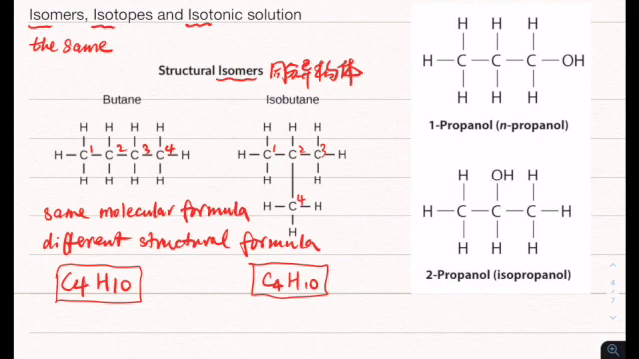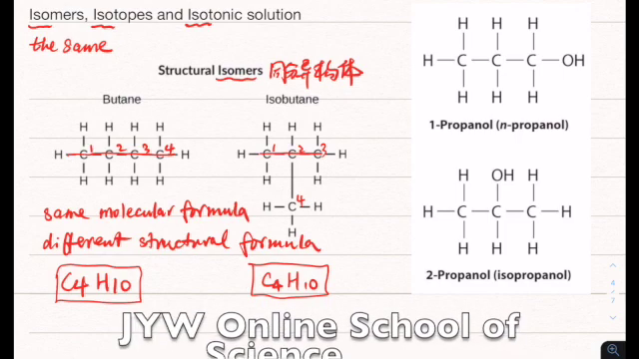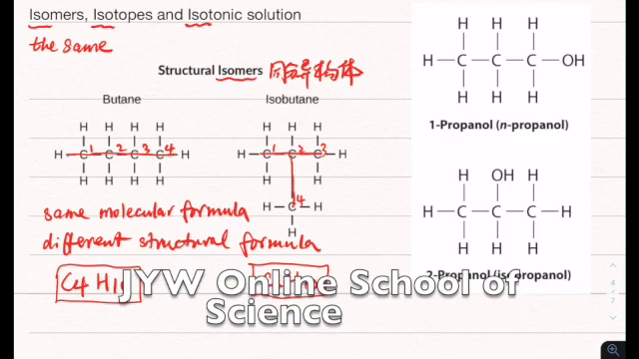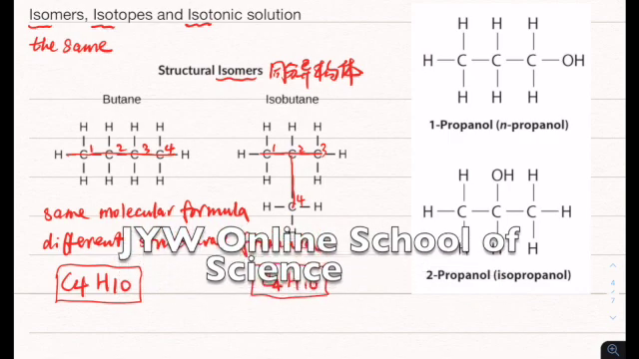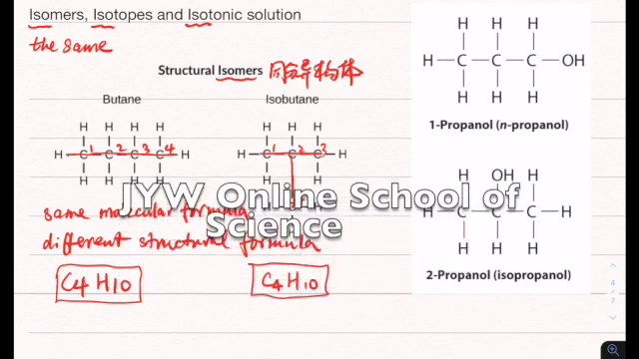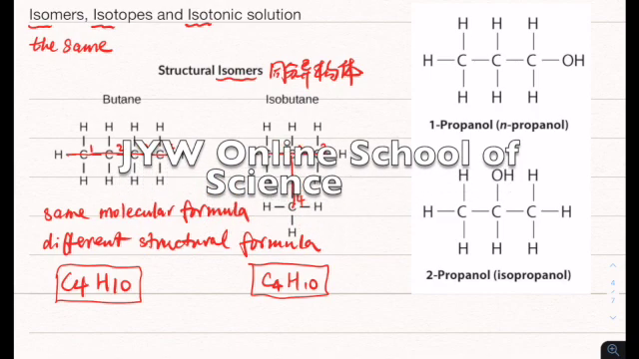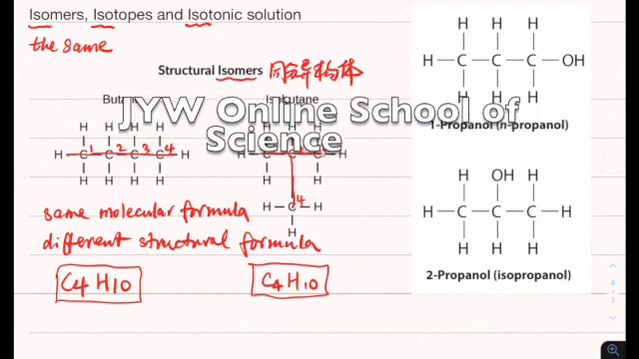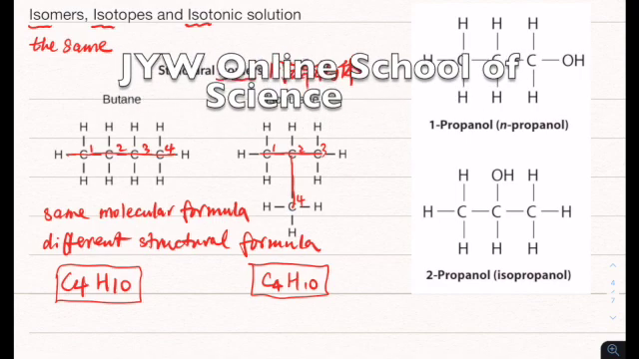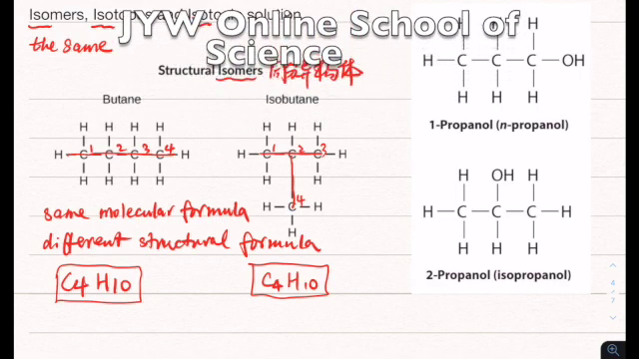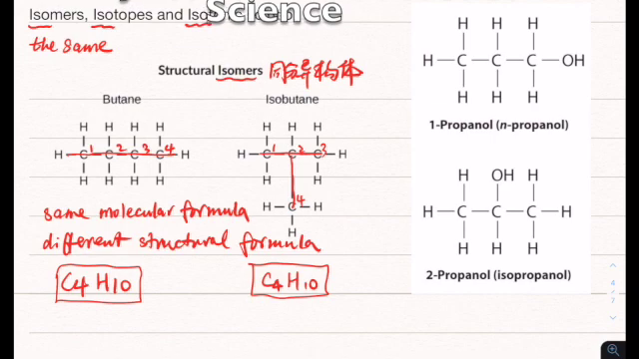First one, the carbon is a long chain like that. Second one, you have a carbon chain of 3 and you have a branch here like that. So their structure is different. So that's called isomers. Now, second one, you can see again they are isomers because they have the same molecular formula but different structural formula.